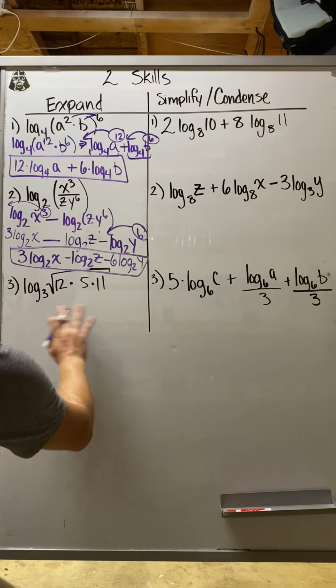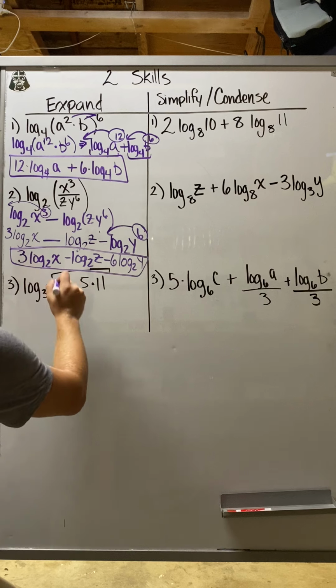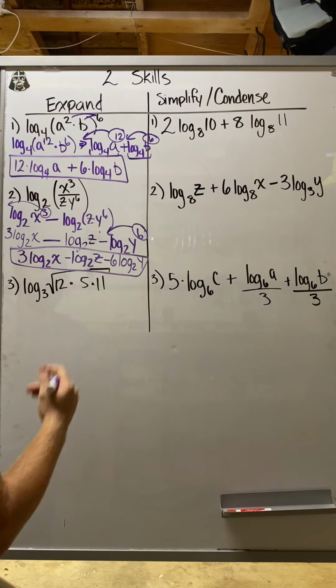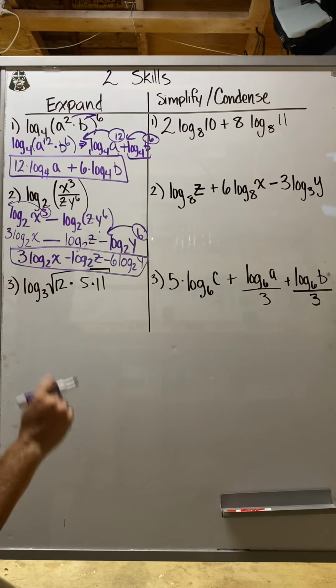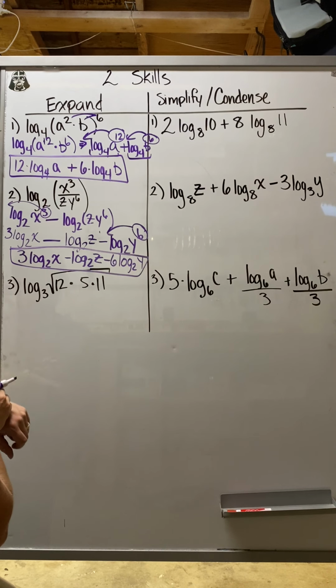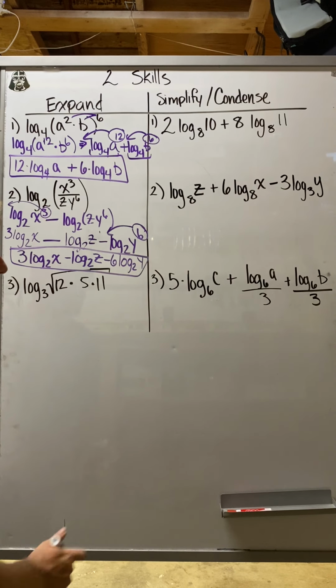A lot of people get stuck on this one. There's a big square root here. Well, Wally, you didn't tell us how to deal with square roots. You're correct, I did not. But you have to remember something about square roots.